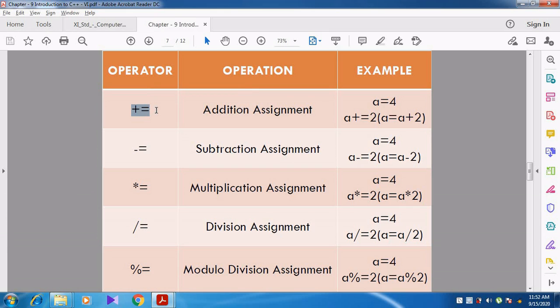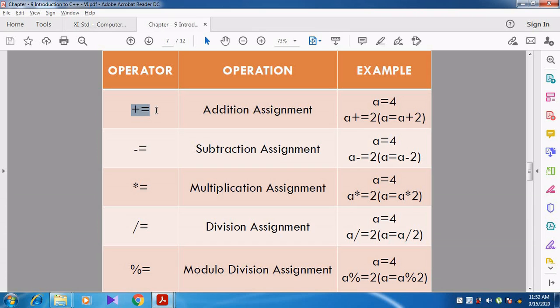Addition means it is represented by the plus symbol. What is meant by assignment operator? Equal to. So we are combining the assignment operator with the addition operator. That's why they gave the name addition assignment operator, that is plus equal to.